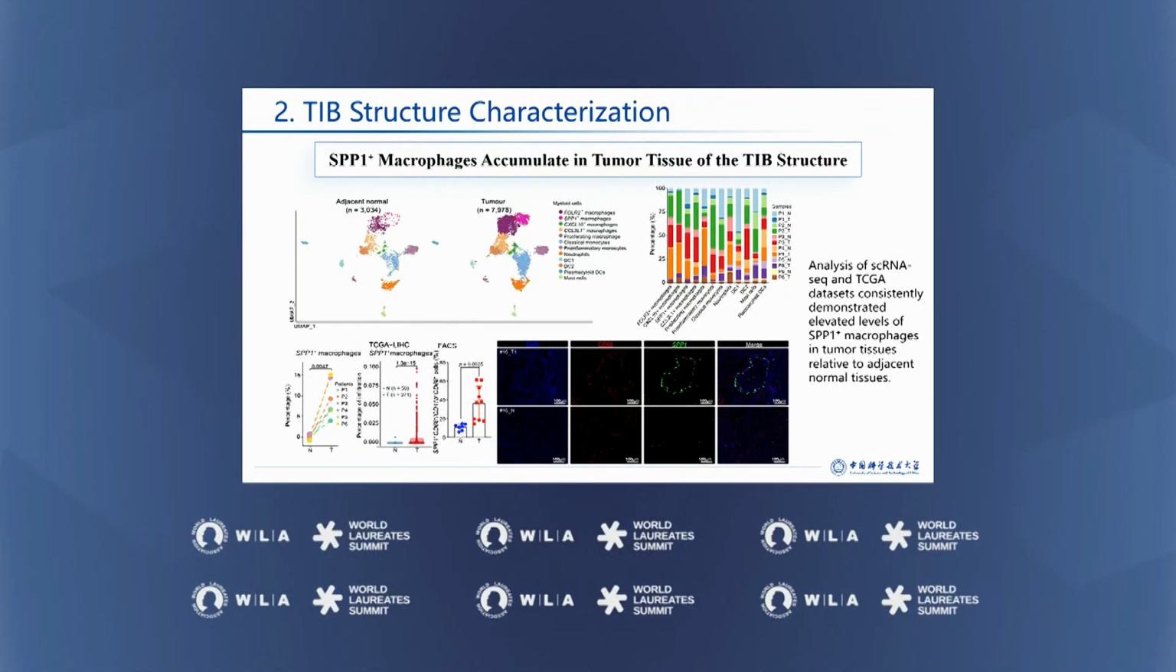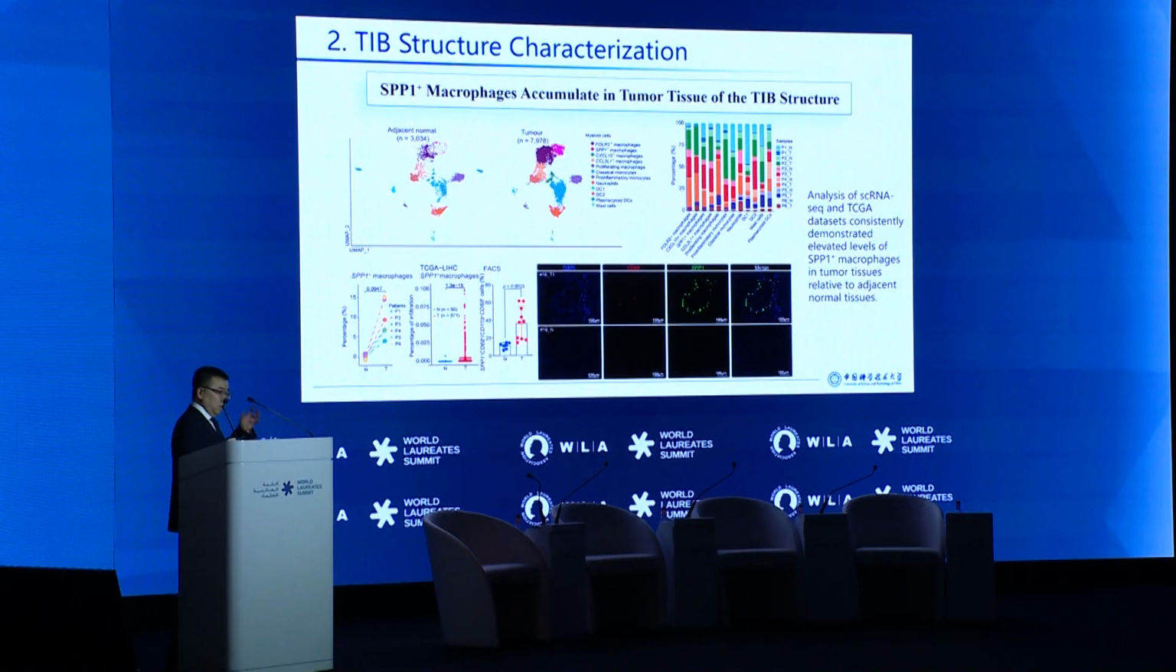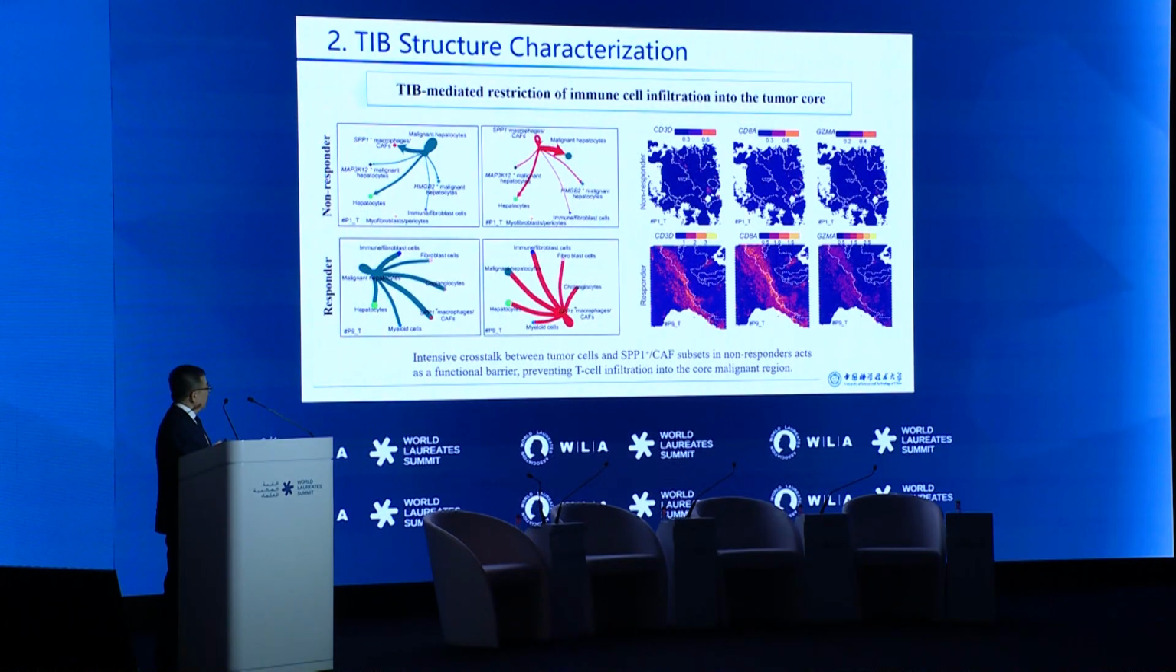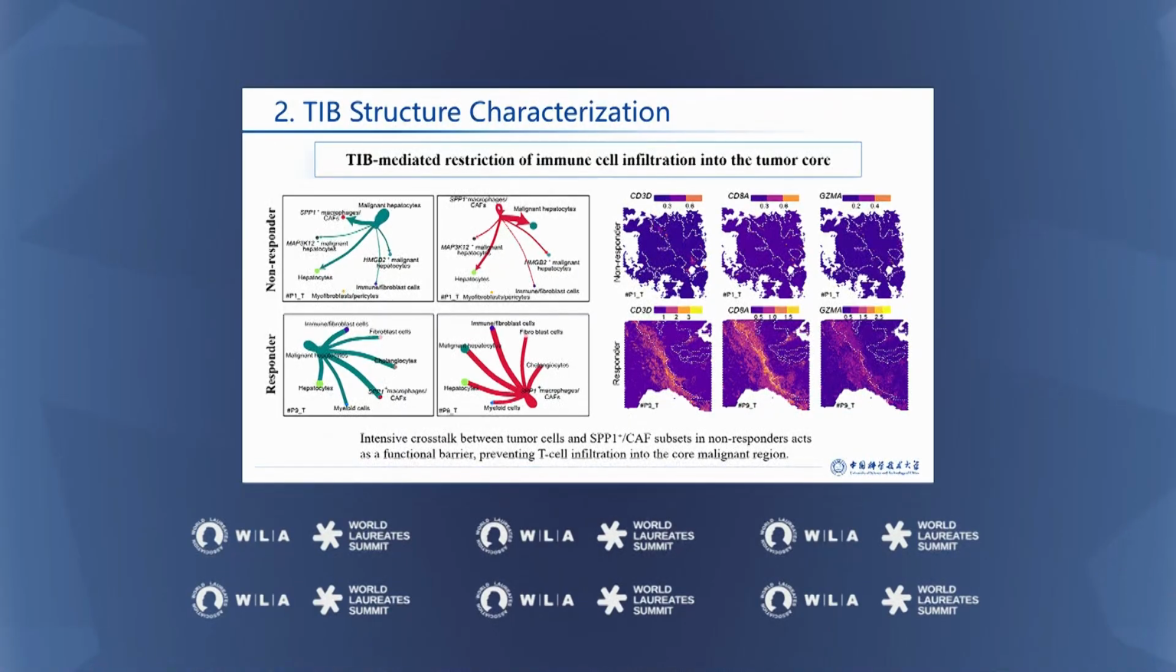And we analyzed this with single-cell RNA sequencing, and the TCGA database consistently demonstrates elevated levels of SPP1 positive macrophages in tumor tissues relative to normal tissues. So we identified these structures. But these structures are not only the SPP1 positive macrophages, they are combined with the cancer-associated fibroblasts. They form the tumor immunobarrier. And the tumor barrier restricts immune cells, especially T cells, from infiltrating into the center of the tumor.